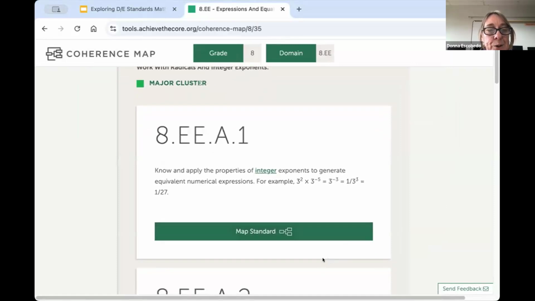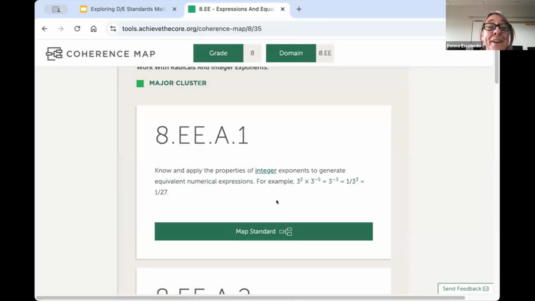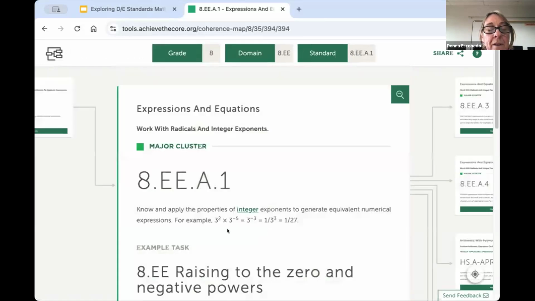So there's the standard stated again, and here is our definition. For some of that hard language, like what is an integer? If you're starting there, that's where you're starting. So helpful, you don't have to dig for it. Here's some language that you're going to need to understand to know what to do with this. And then if you map out the standard, this is the one I'm working on, it will take me to what comes before and then what comes after.